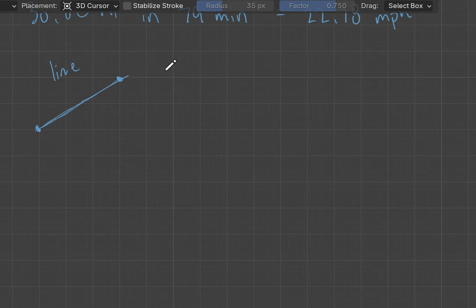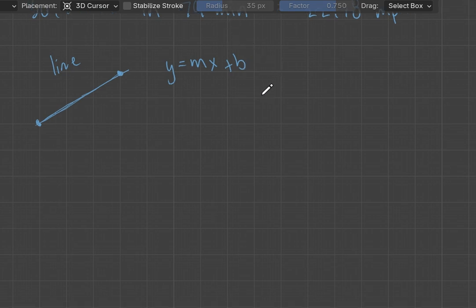And a line has the equation in the form y equals mx plus b, where y and x are variables and m and b are constants. They're just not known, so we just put a dummy letter in its place until we solve for it.